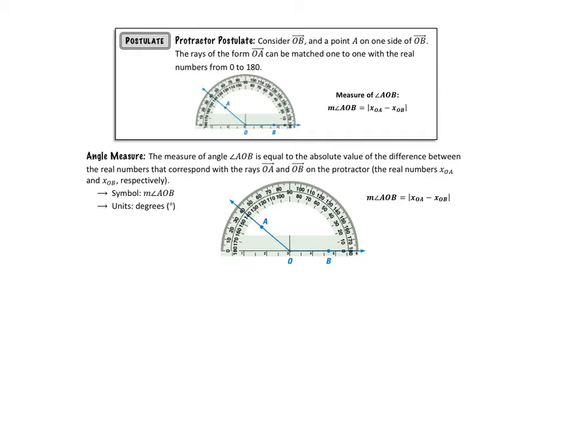The protractor postulate basically says that if we put the vertex of an angle at the 0 mark here, and then one ray is going to line up with one angle on a protractor, and the other ray will line up with another angle on the protractor, then the measure of angle, in this case AOB, will equal the absolute value of the position of our first ray minus the position of the second ray.